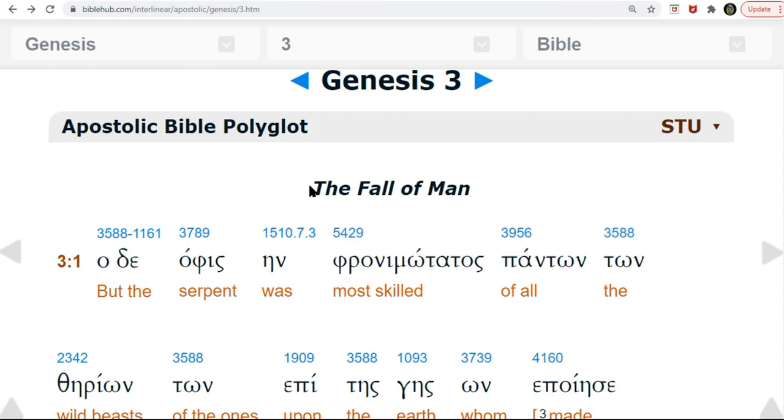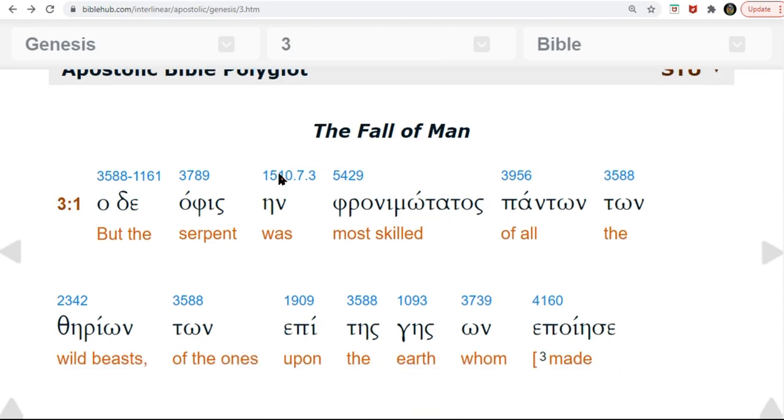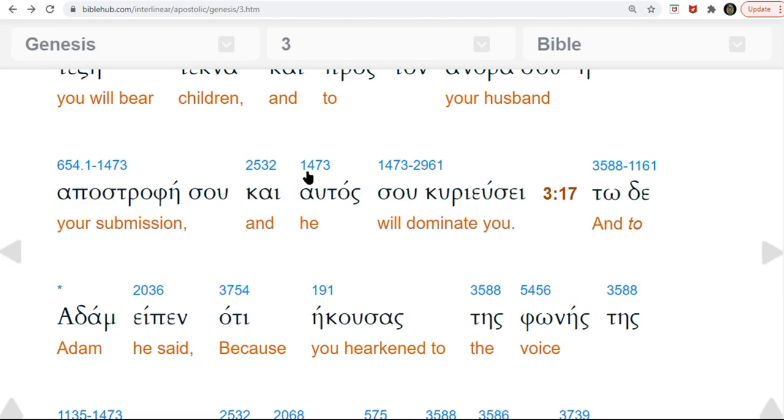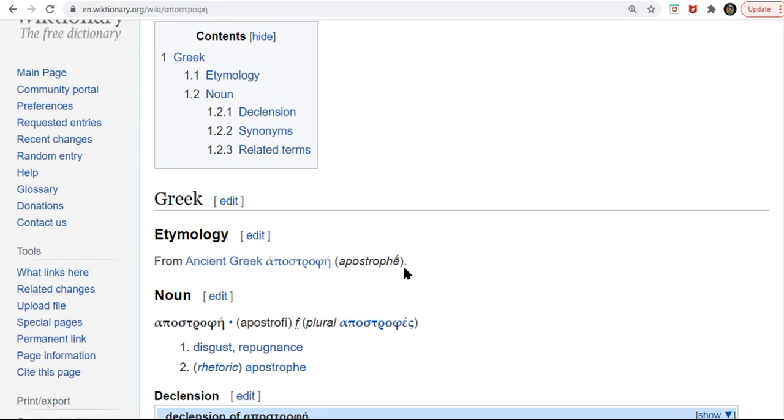So I'm going to read on down this poem, and I'm going to show y'all how to read this and some of the beauty that's in the language. And I'm going to show you where it does say apple. I'm going to start down here at line 16, Genesis 3:16, and this word for your submission. This is apostrophe. A-P-O-S-T-R-O-P-H-E, apostrophe. And that's what it says, apostrophe.